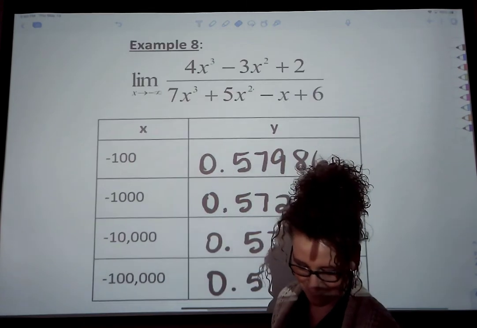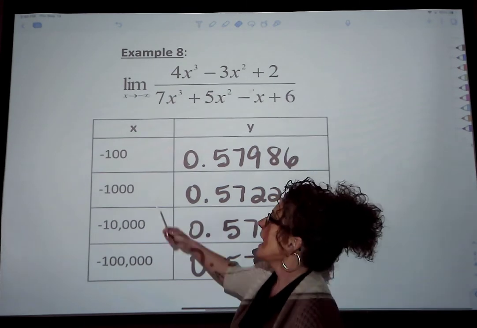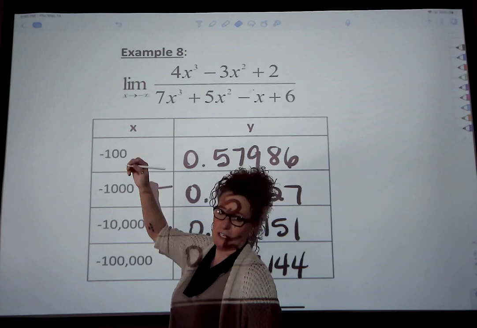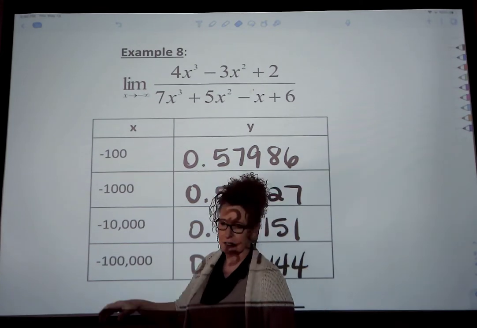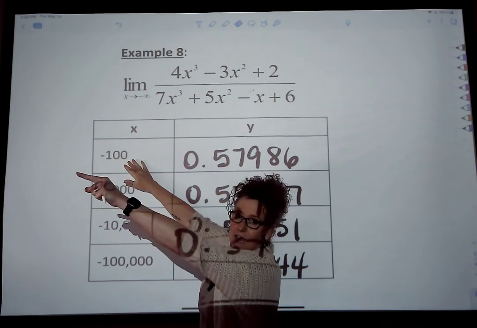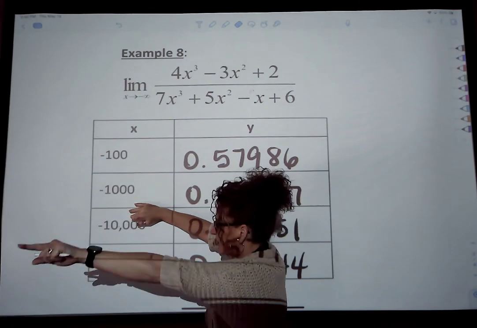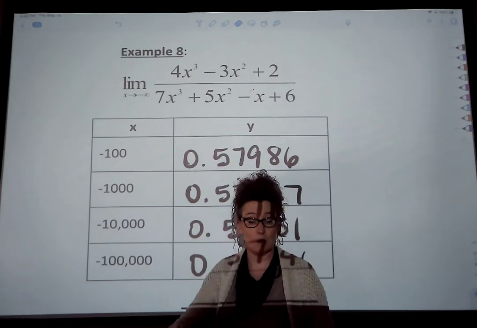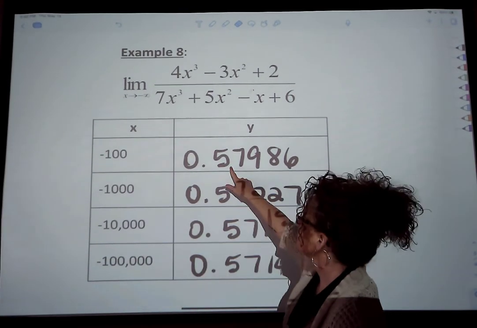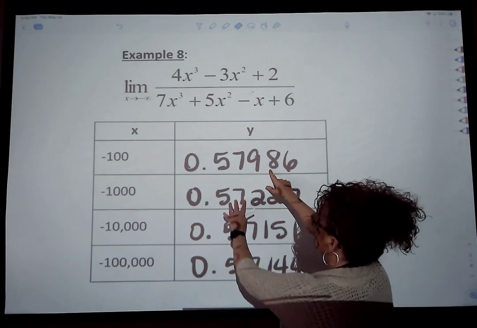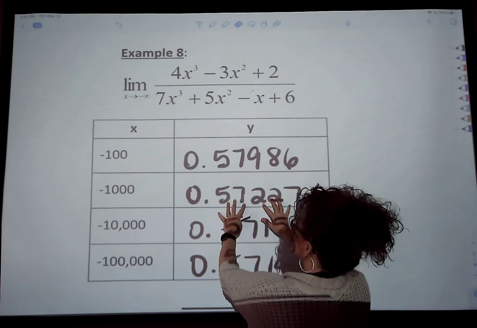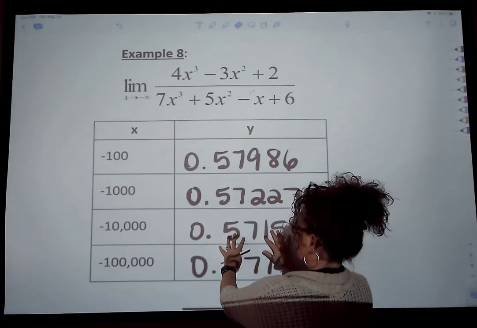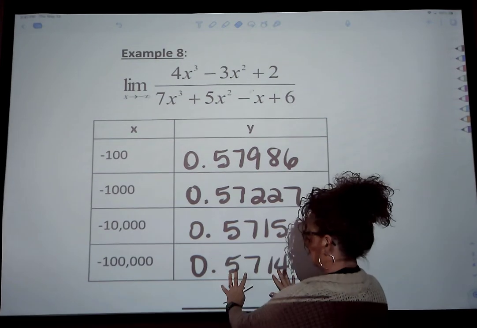Next one. How about as x approaches -infinity? Okay, I have a calculator. I'll sub in -100, -1,000, -10,000, -100,000. Here's what I get from my y's. And then -1,000, I get this. And then a bigger negative, I get this. And then a bigger negative, I get this.